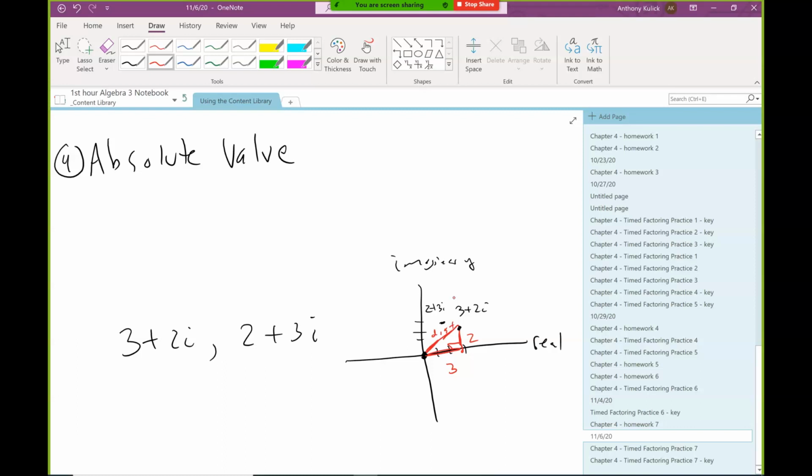Anyway, so the distance there is the hypotenuse, right? That's the distance back to the origin. Everybody agree with that? So what that tells me then is the absolute value of a complex number is just going to be the length of the hypotenuse, so it's the square root of a squared plus b squared.